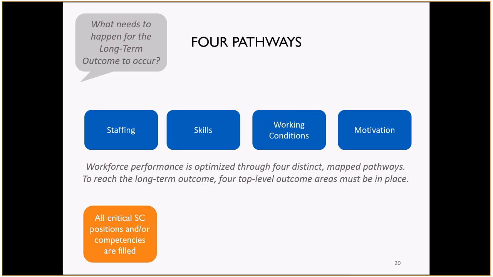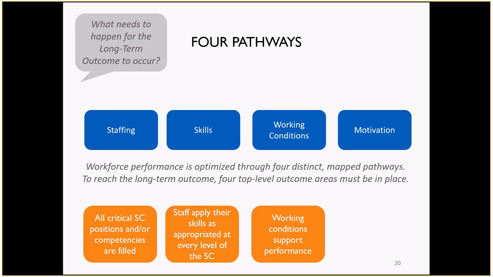What's interesting is that when we think about staffing, all critical supply chain positions and competencies filled, have you got the right number of people? Do the people have the skills they need, and can they apply them in their environment? Are the working conditions such that they support performance, and particularly thinking about the physical work environment, but also the social environment being free of discrimination and prejudice? And in terms of motivation, it's one thing for staff members to turn up, but are they motivated and engaged?